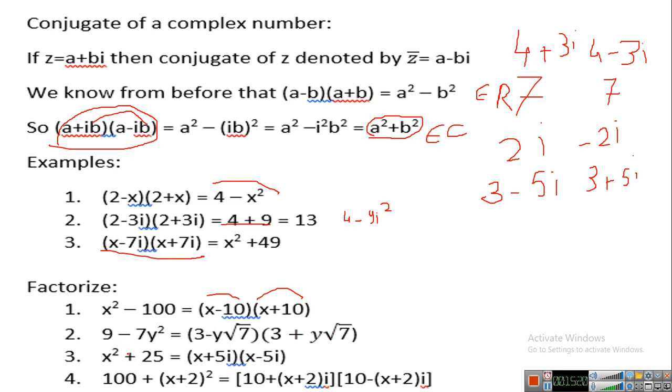x squared plus 25, if you want to factorize, and you can factorize in complex, so you say this, because I have a plus, it's a squared plus b squared, so it's a plus ib into a minus ib. So you write x plus 5i into x minus 5i. So you introduce i. If you have 100 plus (x plus 2) squared and you want to factorize in complex, you say it's 10 plus i(x plus 2) into 10 minus i(x plus 2). Okay?